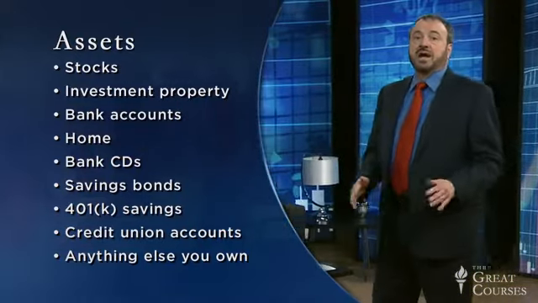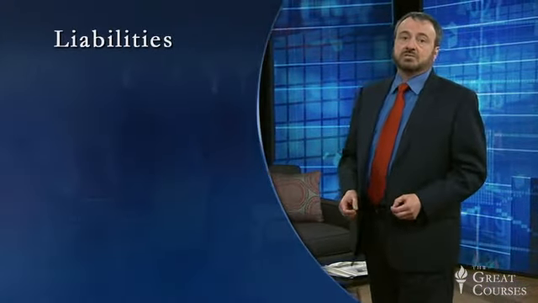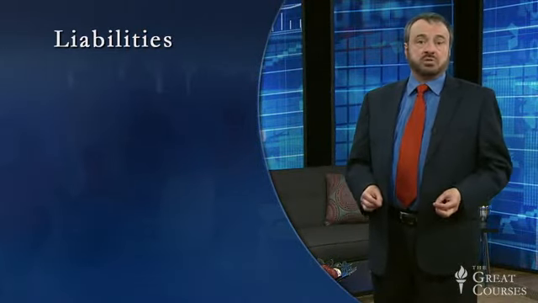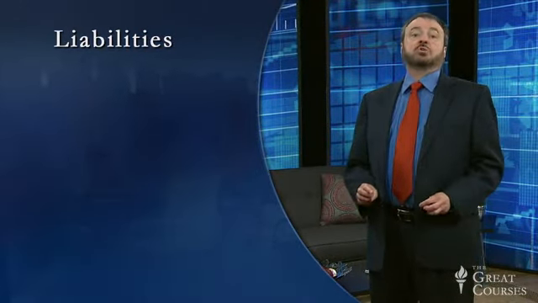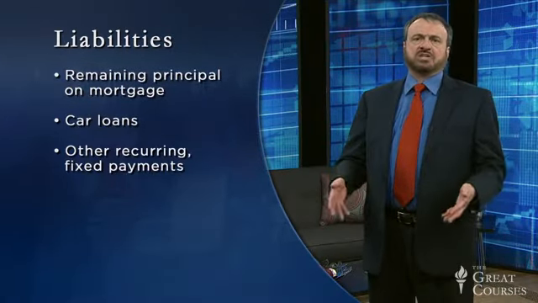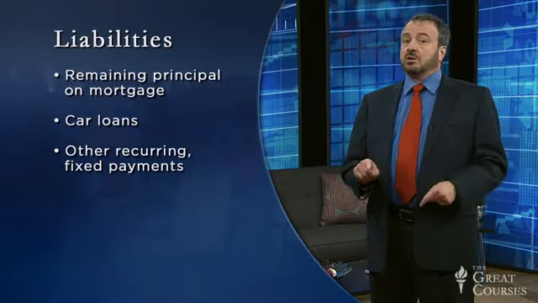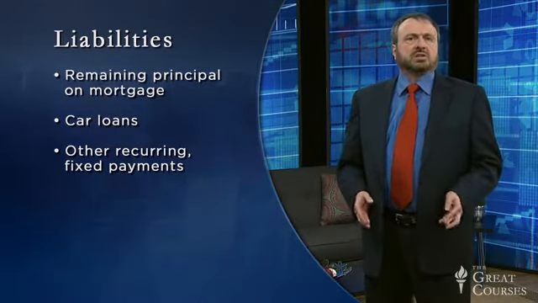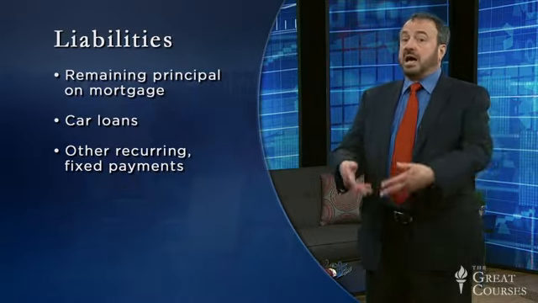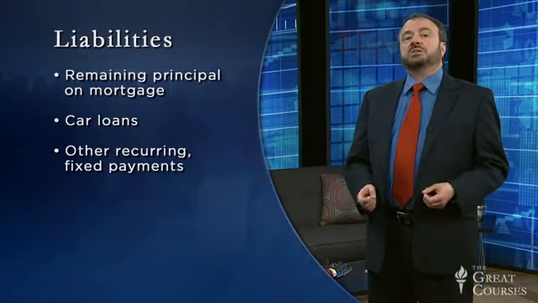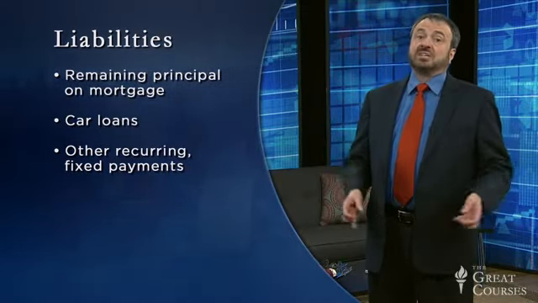After you've listed your assets, check your liabilities. Those are the things you owe. Count the remaining principal of your loans. Here's where you include your mortgage, your car loan, and any other recurring fixed payments. Not credit cards, they come later. The value of your loans isn't the monthly payment, because you're going to be making a lot of payments before these loans are paid off. The easiest way to get the remaining principal is to ask the lender.